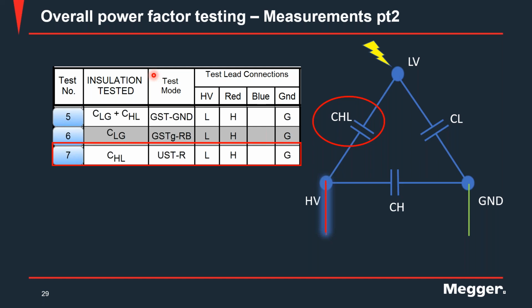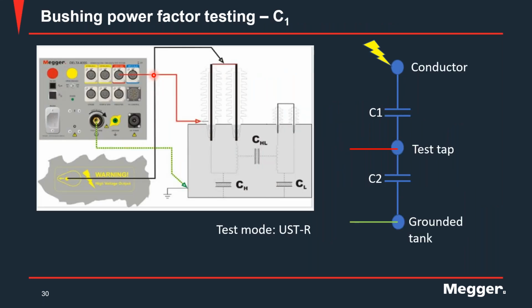And that concludes the overall power factor insulation test. So with that, we have measured the power factor of the insulation of the transformer. Now, if you have condenser bushings on your transformer, you can run a power factor test on those bushings. The way to do that is to connect your measurement lead on the test tab of the bushing that you want to test.